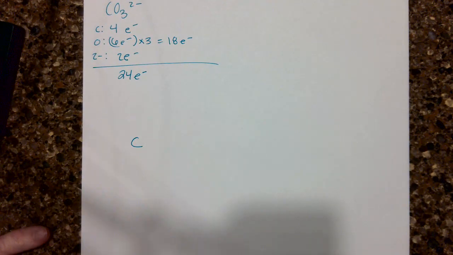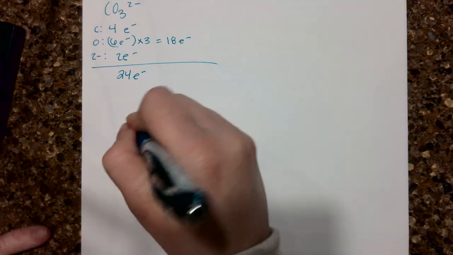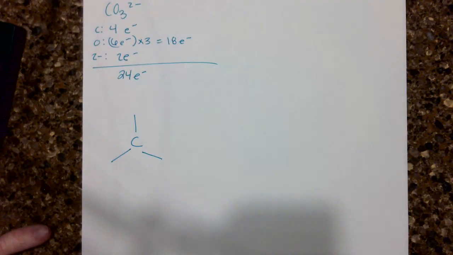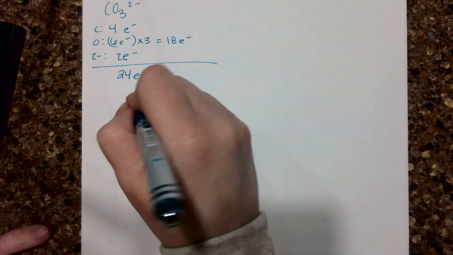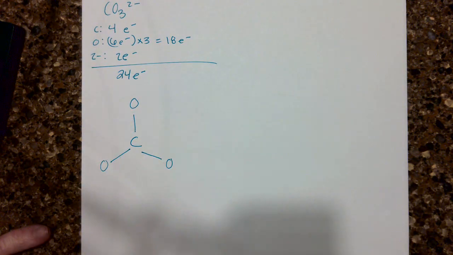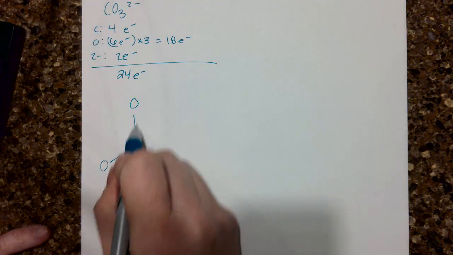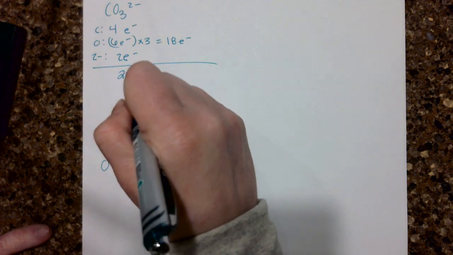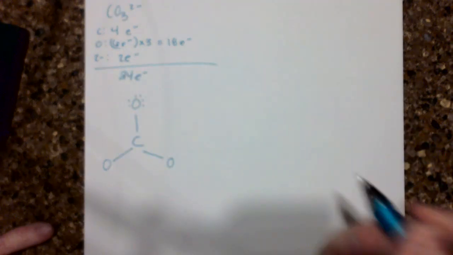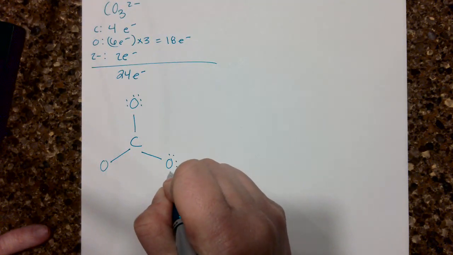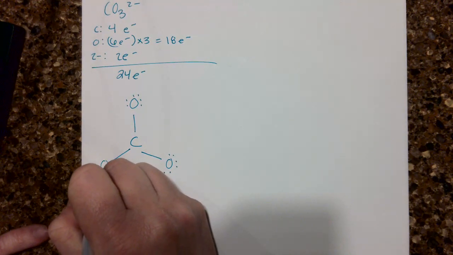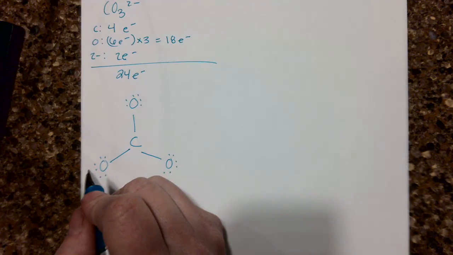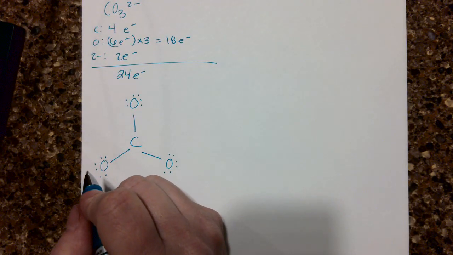So let's do carbon in the middle, and let's just single bond them all to start. So we're going to put oxygens here. Right now, if we did this, we have 1, 2, 3, 4, 5, 6 electrons in the single bonds. So I'm going to go 7, 8, 9, 10, 11, 12, 13, 14, 15, 16, 17, 18, 19, 20, 21, 22, 23, 24. So that is one way we could do it, but is it going to be the right one?